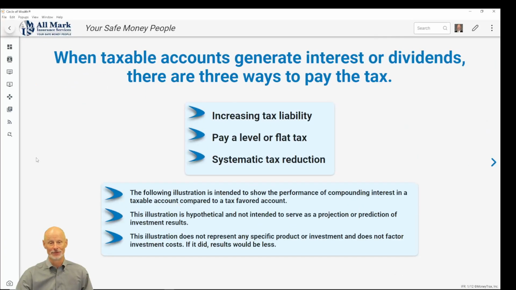And today I'm going to talk to you about IFR. IFR stands for increase, flatten, and reduce. Now, what does this have to do with? Well, this has to do with your taxable accounts.